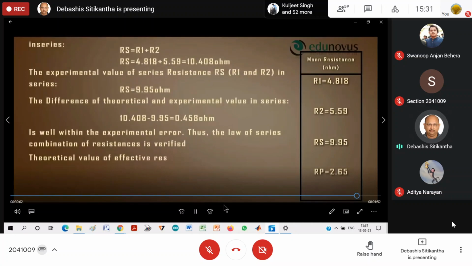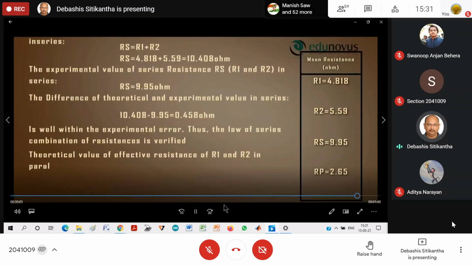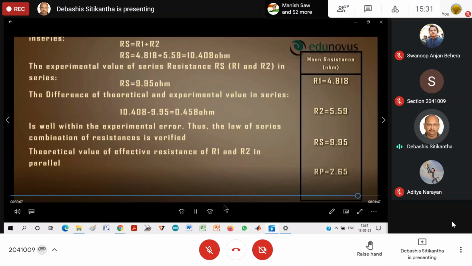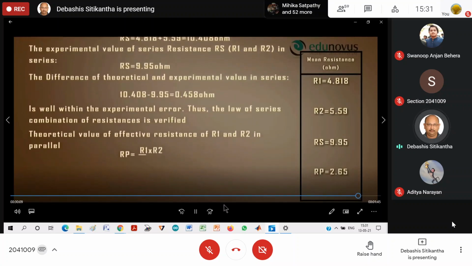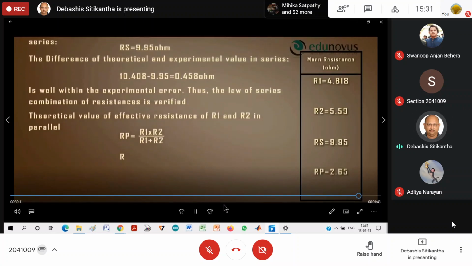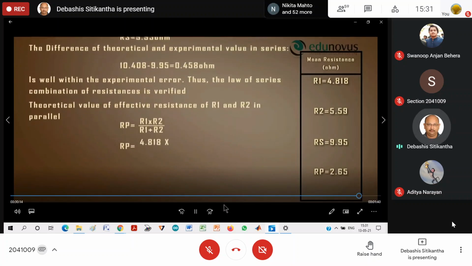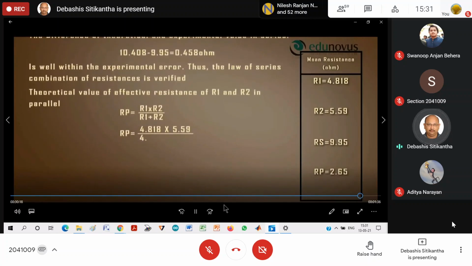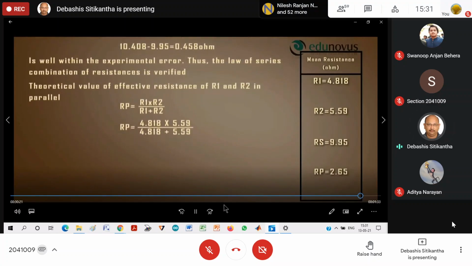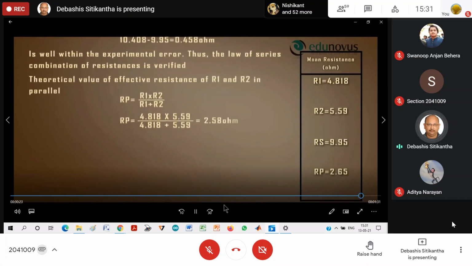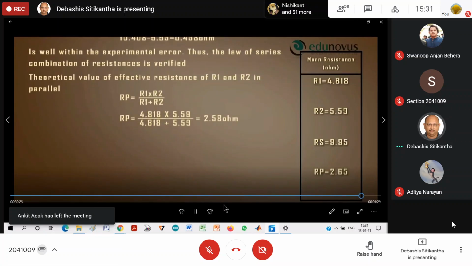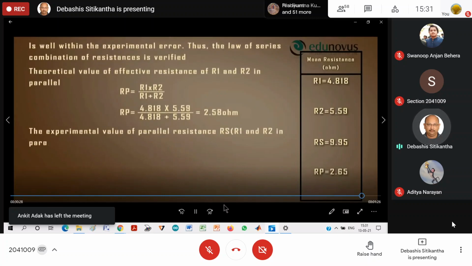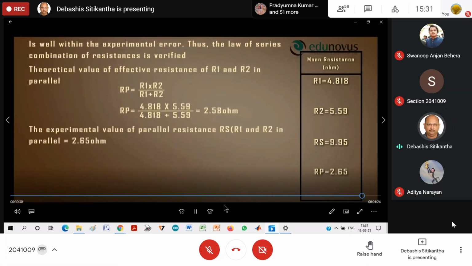Theoretical value of effective resistance of R1 and R2 in parallel. Rp is equal to R1 R2 by R1 plus R2, which is 4.818 into 5.59 divided by 4.818 plus 5.59, that is 2.58 ohms. The experimental value of parallel resistance Rp, R1 and R2 in parallel, is equal to 2.65 ohms.